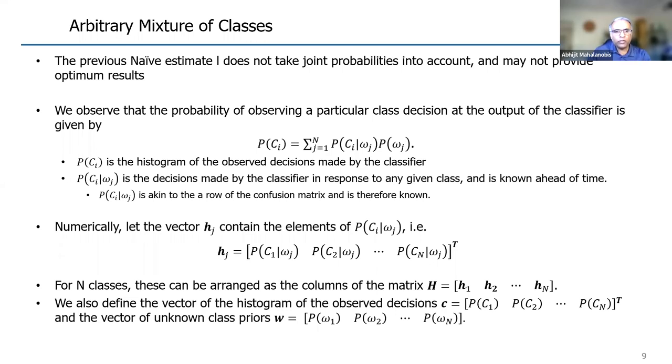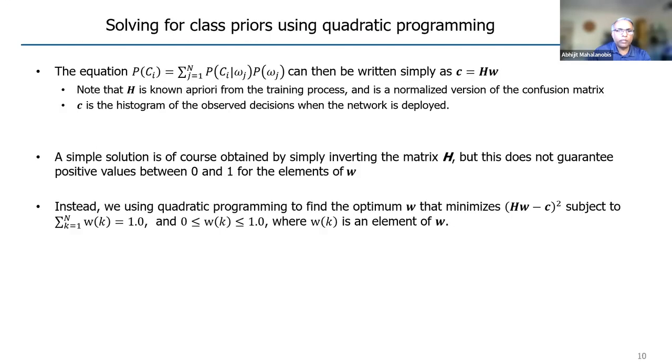The matrix H is defined by the class-wise histograms, which can be thought of loosely as the normalized rows of the confusion matrix. You create this matrix with those histograms as its columns. And then this is the vector which represents the histogram of the observed decisions. Then you can readily write a simple equation to relate the two. The question now is, how do you solve for it?